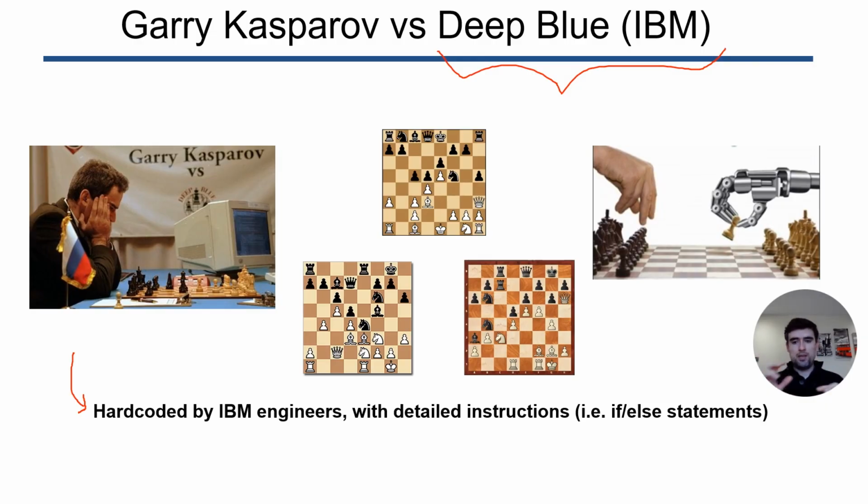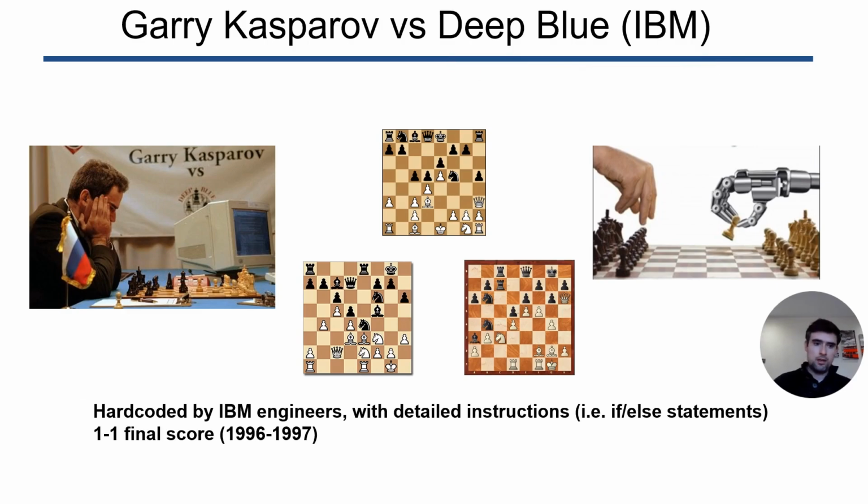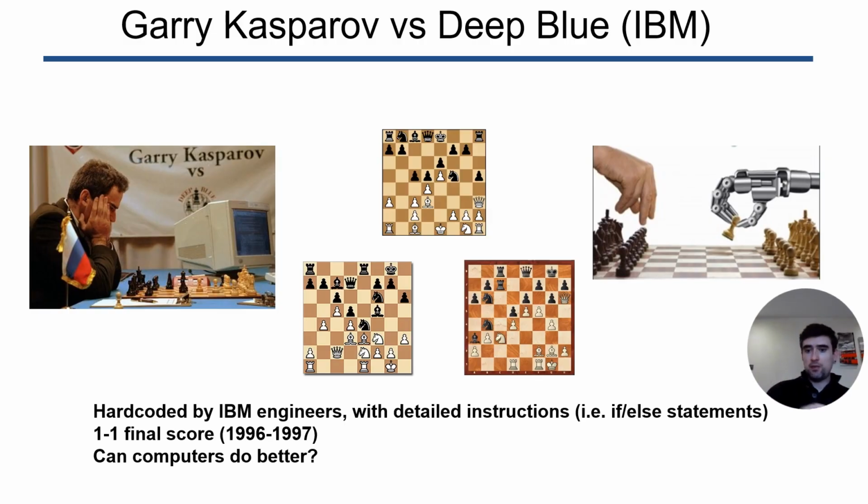Obviously, Deep Blue would try to simulate games internally before making a move to see which move had the better probability of winning the game. But this was an expert system because it was all if-else loops, where IBM engineers would program very specific instructions for Deep Blue to try to play the game. Now, the final score was 1-1, a bit disappointing. So the best human in the world and the best computer in the world were evenly matched. And then the question is, can computers do better?